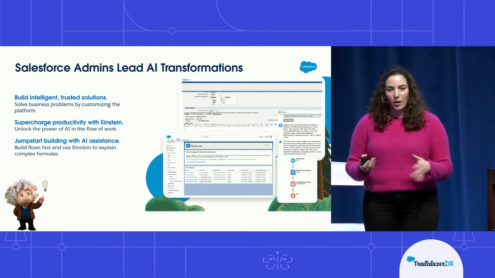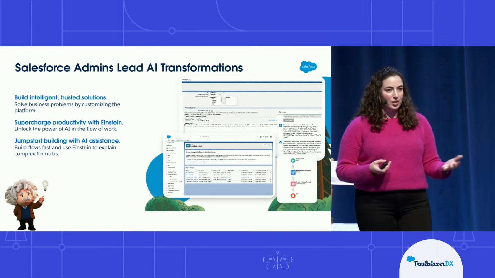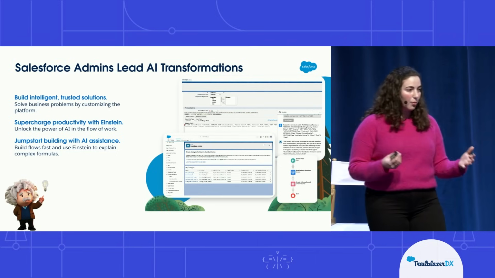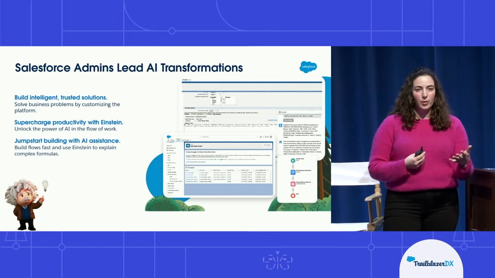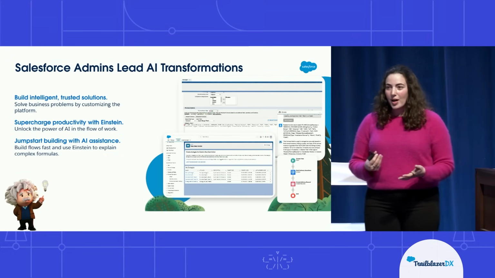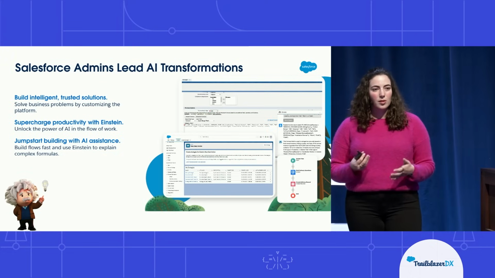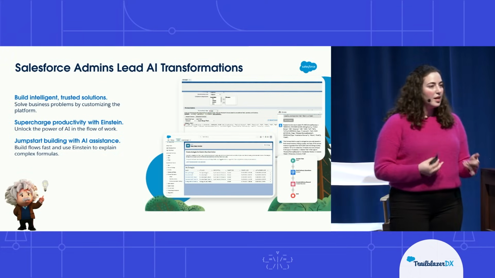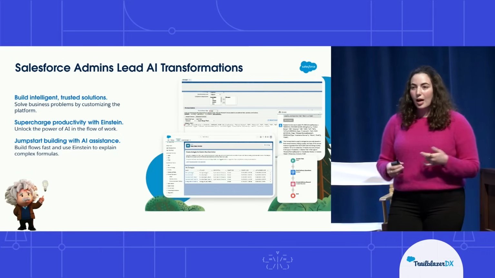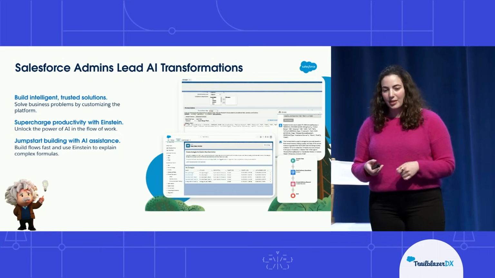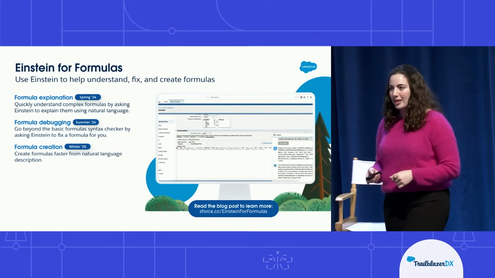And it's not just about our users and companies getting those benefits too, although those are great. It's really important we can unlock that power for our users within their flow of work. But it's for admins as well. And there are some exciting new tools that will help you build faster. Things like Einstein for Flow or Einstein for Formulas that will really help you jumpstart building. So let's take a look at one of those, Einstein for Formulas.